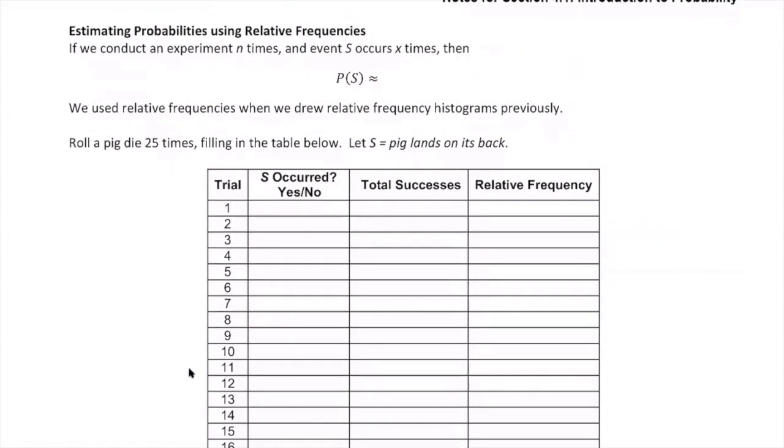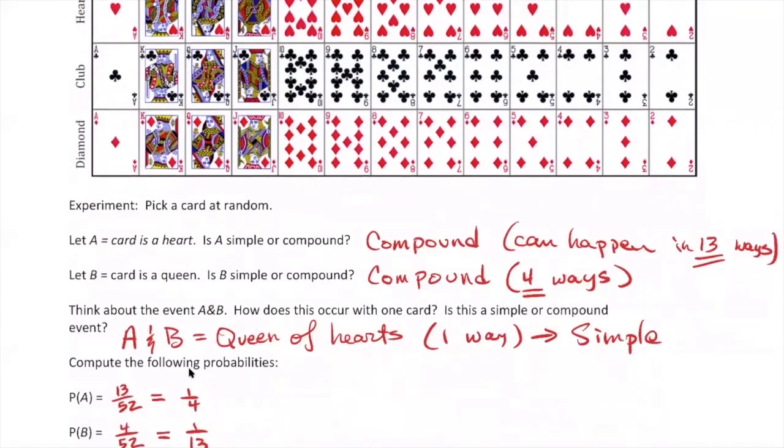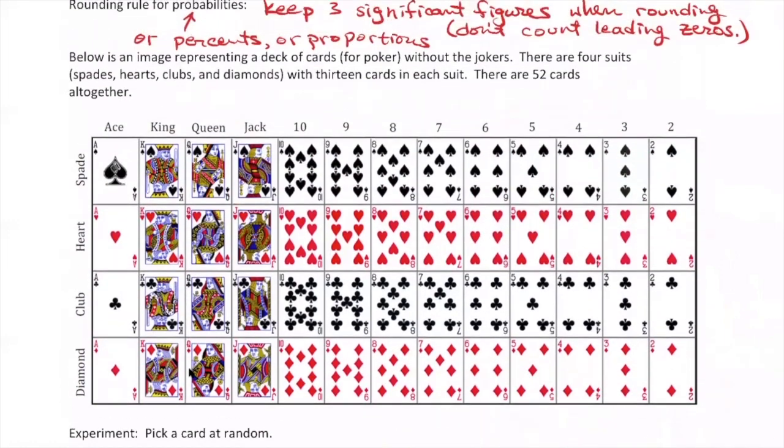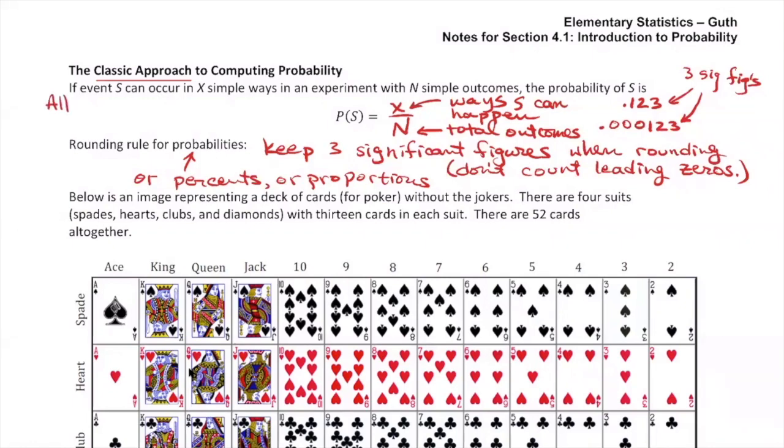Going on, by the way, these are theoretical probabilities. If you think about it, there was no real deck of cards here and nobody picked a card. And if you could go back to the top of this page, where it says S can occur in X simple ways, let's make a comment here that this assumes all simple outcomes are equally likely. That's really important, and I forgot to put it in here.